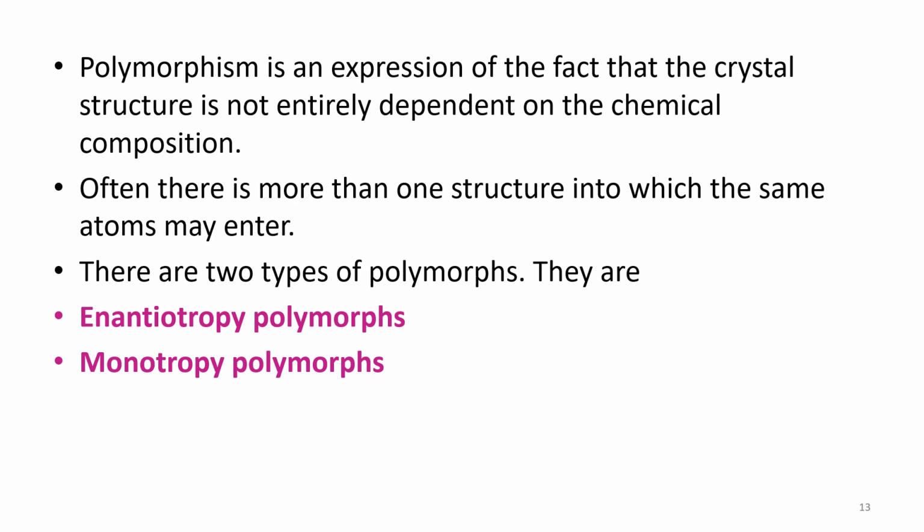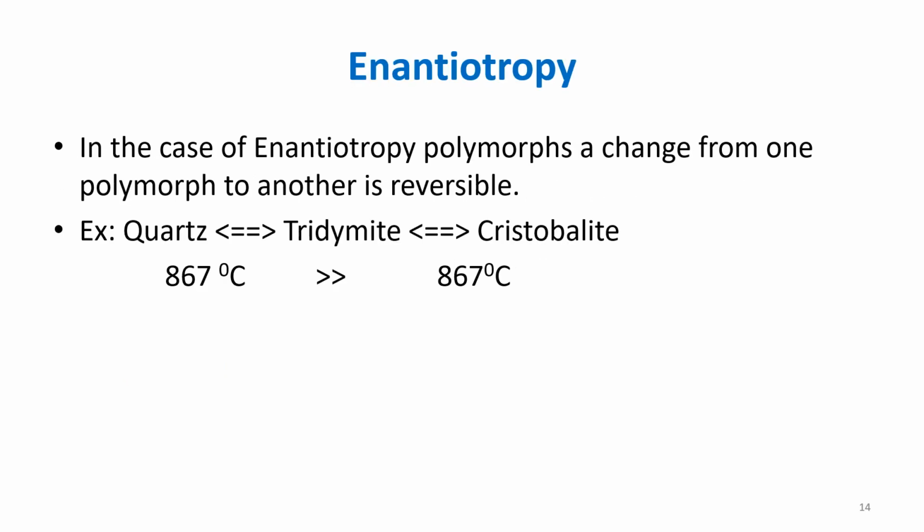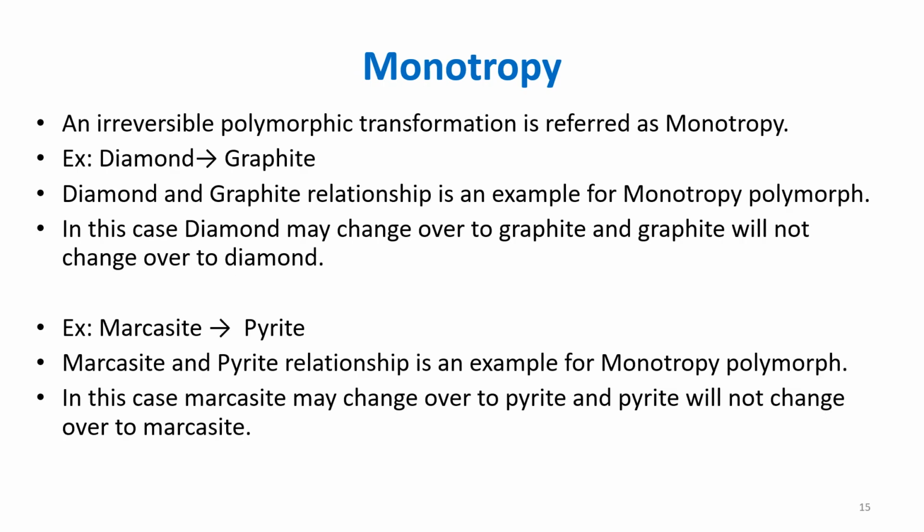So there are again two types of polymorphs, enantiotropic polymorphs and monotropic polymorphs. What is enantiotropy? Enantiotropy means the polymorphs change from one polymorph to another, and that change is reversible. Take the excellent example of silica: quartz, tridymite, and at a certain temperature it converts into cristobalite, but it can also happen reversibly at that temperature, which is known as the transition temperature. Again, cristobalite will become tridymite. So this type of polymorphism is known as enantiotropy, where the change from one polymorph to another is reversible.